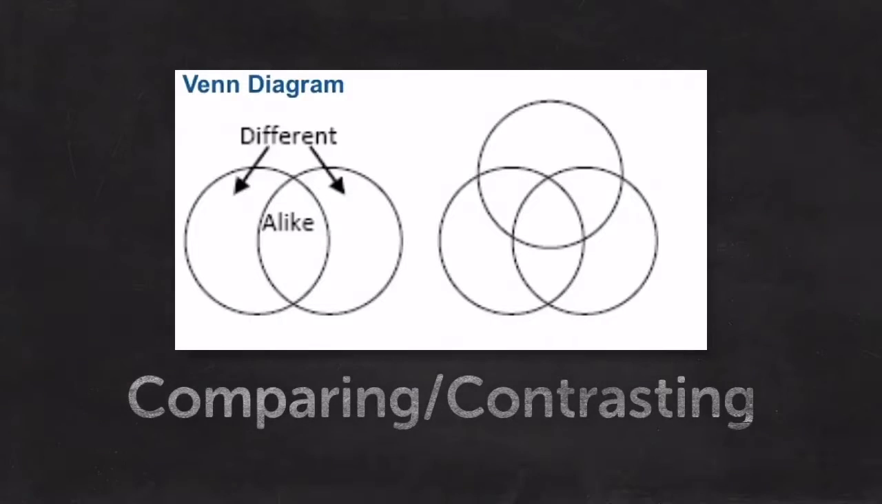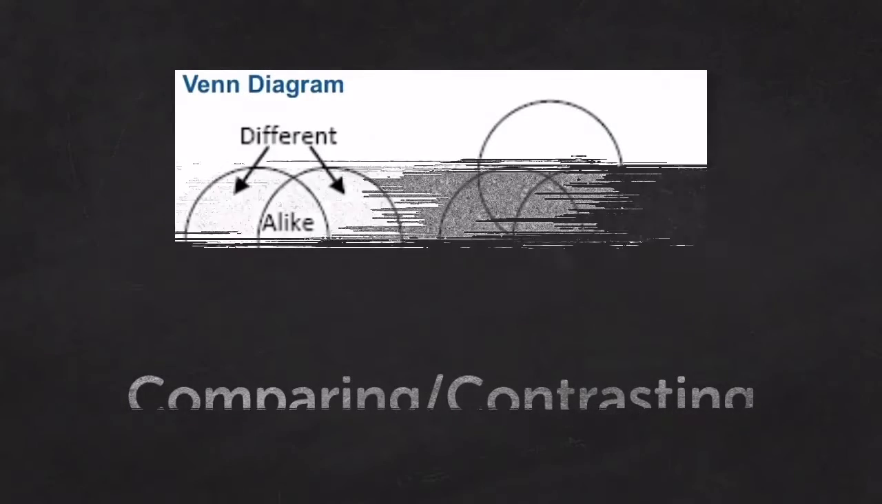Identifying similarities and differences is broken down into 4 sub-strategies. The first one is comparing and contrasting. With this strategy, students compare things that are similar and contrast things that are different. One of the most common tools for this strategy is the Venn diagram.